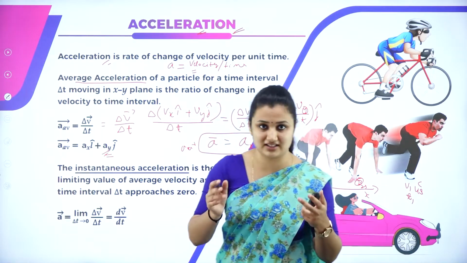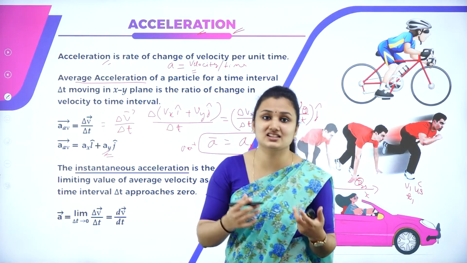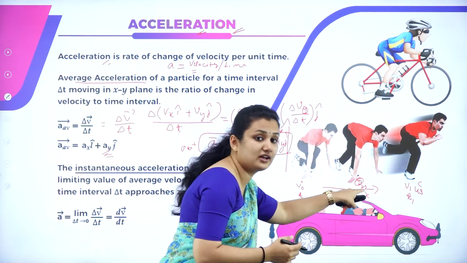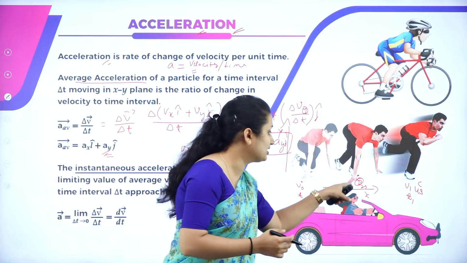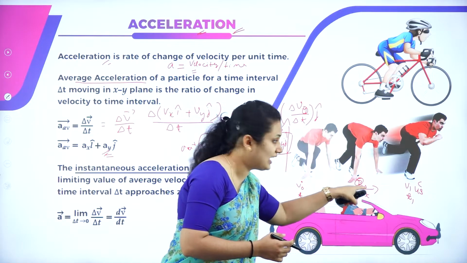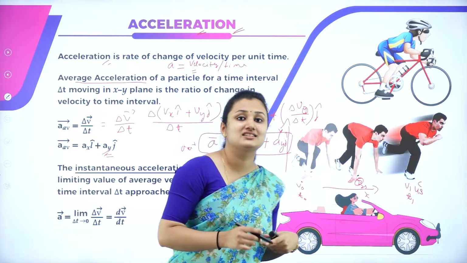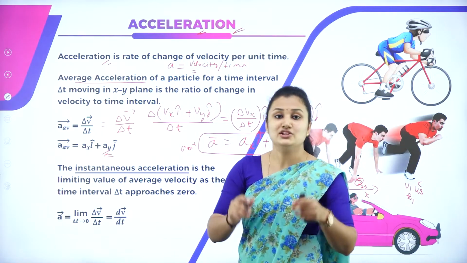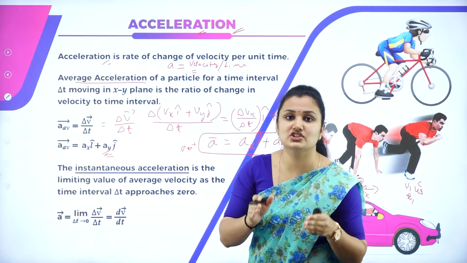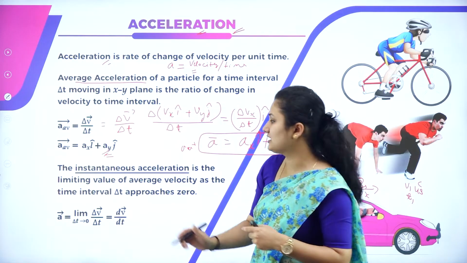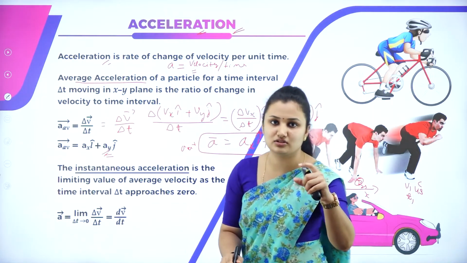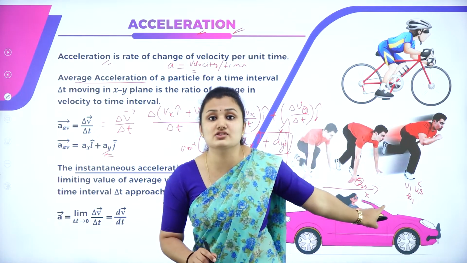I want to know what his acceleration is at this particular time, 2 seconds. Where is the boy? He is at point B at time 2 seconds. So at this particular time, I want to know the acceleration of the boy. That we call instantaneous acceleration. At that instant of time, what is the acceleration of the boy?